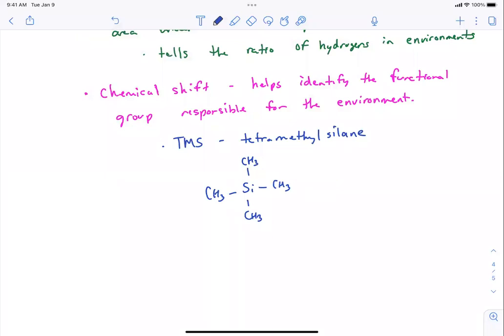And if you notice, all these hydrogens are in the same environment because they're all identical. They're all connected to the same thing. And so it's one peak that the machine uses to calibrate, and that's zero. So the peak at zero is always tetramethylsilane. There's never a hydrogen that's not part of that standard that is at zero.